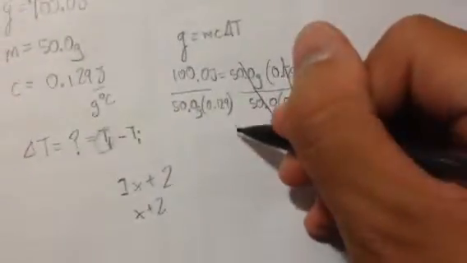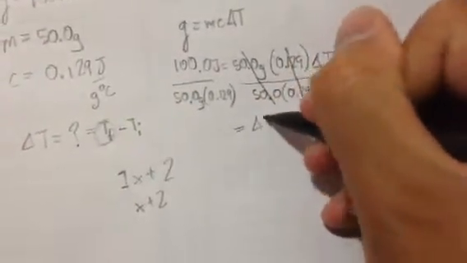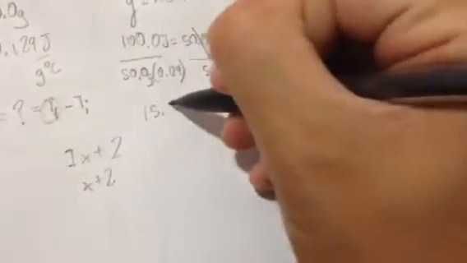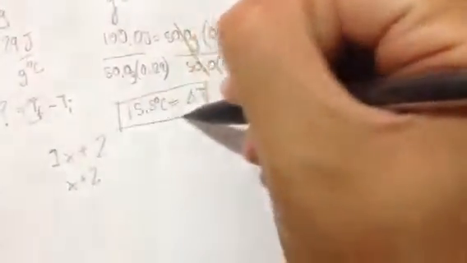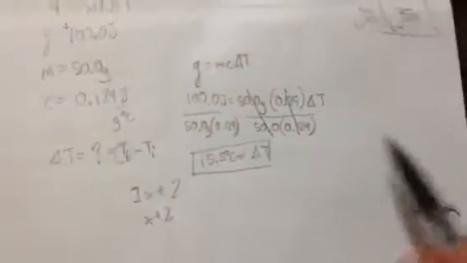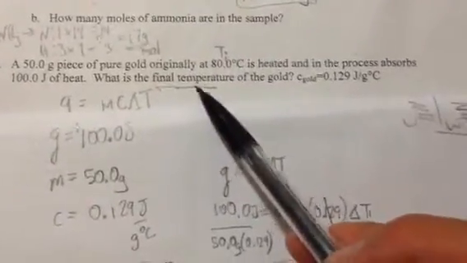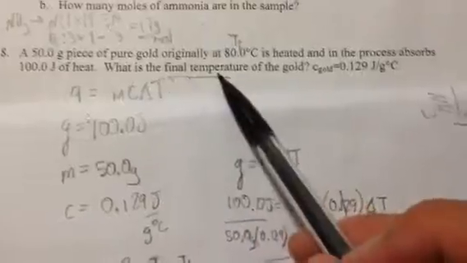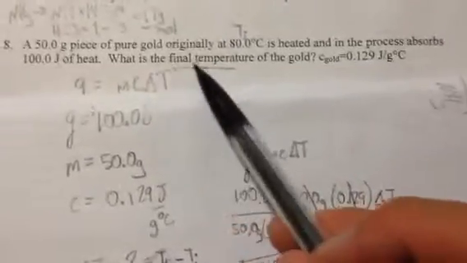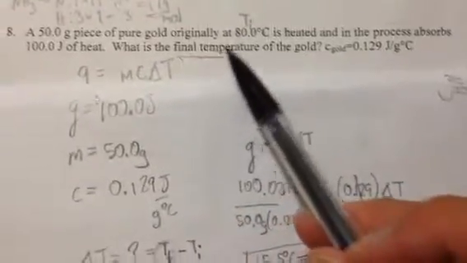So I'm solving for my delta t. I have 15.5 degrees Celsius. I'll box that, but I'm not technically finished. Great, I have a delta t, I have a change in T. Is the question asking for a change in temperature? Does it say what is the change in temperature? It does not. It says what is the final temperature?